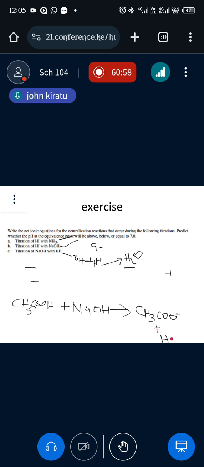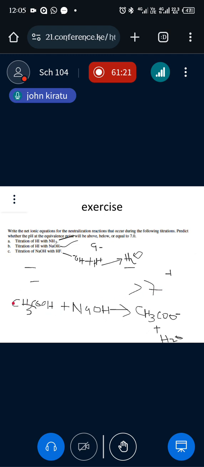So we have acidic solution. Take note of that. Not acidic, sorry, basic solution. So have you taken note of that? Because this is the question I want you guys to actually answer. We have a basic solution. So the equivalence point is what? It is above 7. The equivalence point is above 7.